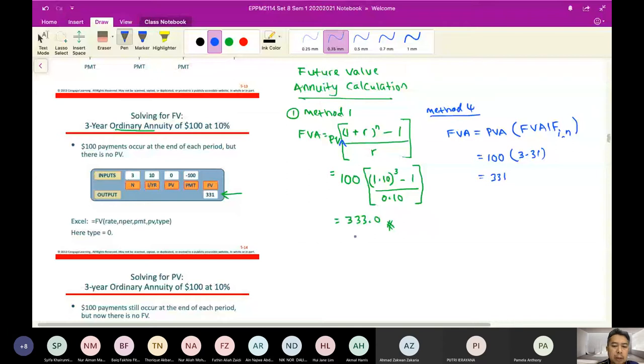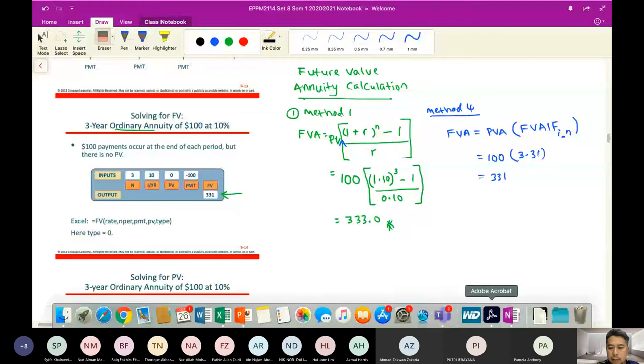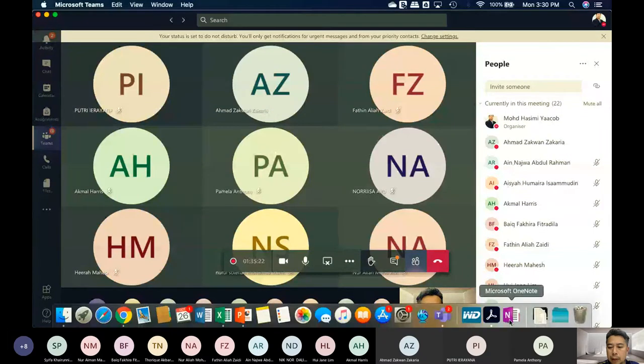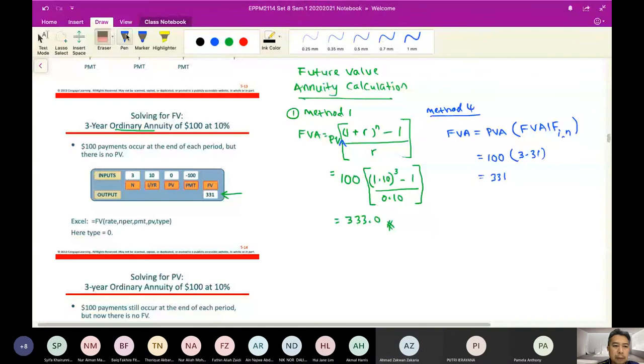Just now, was it 333 or 331? Ahmad Zakwan, the answer that you gave me just now, is it 331 or 333? 331. Oh, okay, sorry. Typo, doctor. Sorry for that. Okay, same answer.